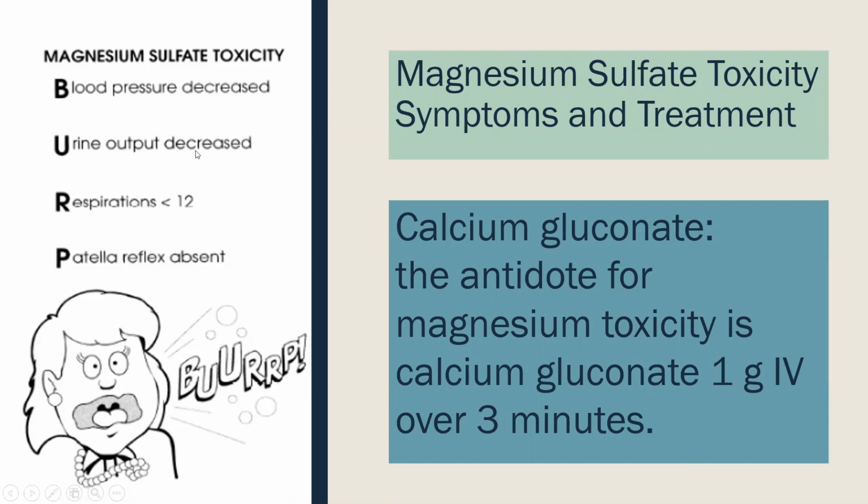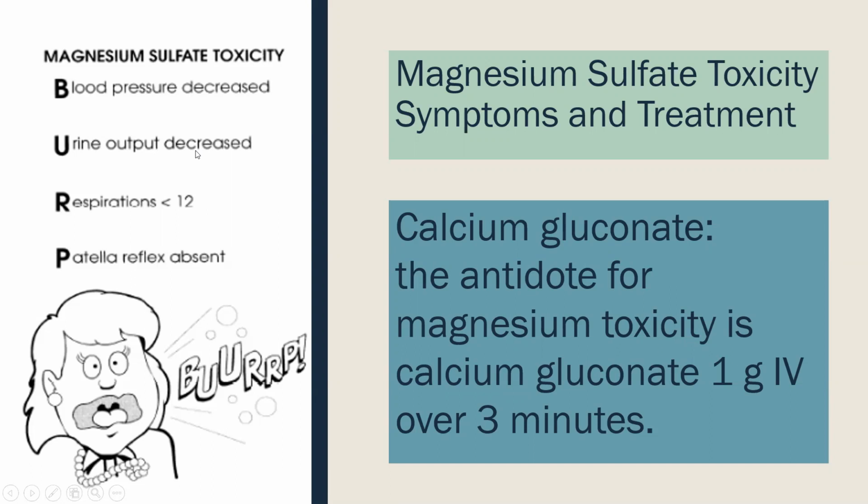Mag is cleared from the body through the urine, so you should have copious amounts of urine when a woman is on magnesium sulfate. And suddenly, if she's not putting that out, we're at high risk for toxicity. And part of the preeclampsia condition is that the kidneys aren't working as well. Respirations are less than 12. And your patellar reflex is absent.